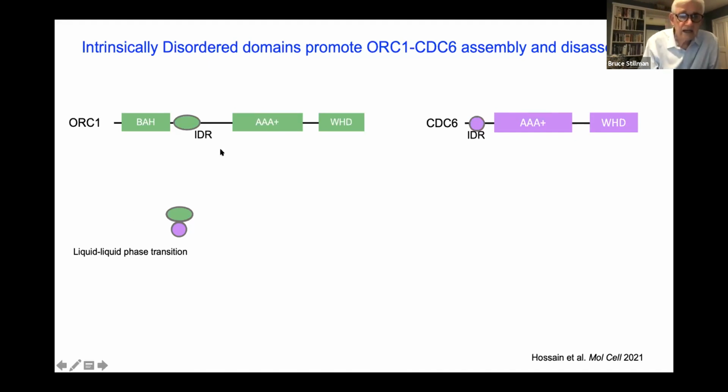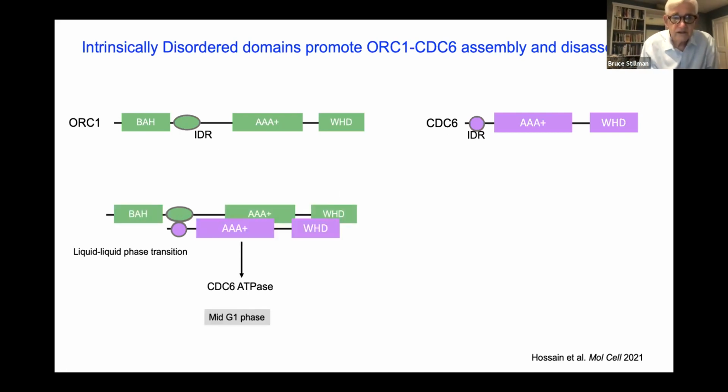Furthermore, these IDRs from ORC1 form a liquid-liquid phase transition that drags CDC6 into it. And this is a phase transition that we can assemble in vitro. And that brings the AAA plus proteins together to activate the CDC6 ATPase. And this only occurs in G1 phase, which you'll see in a minute.